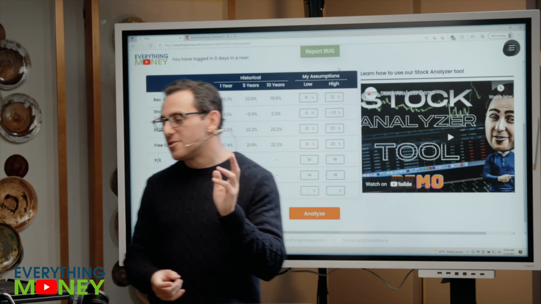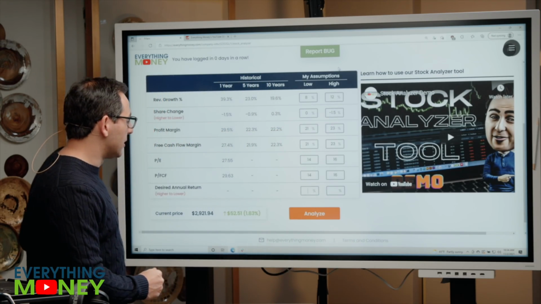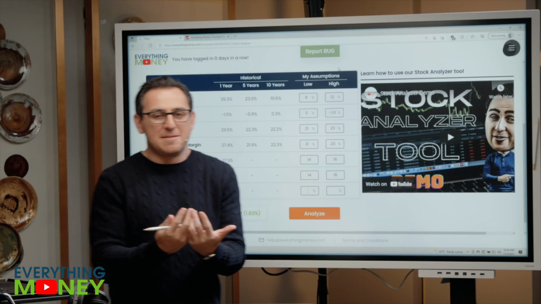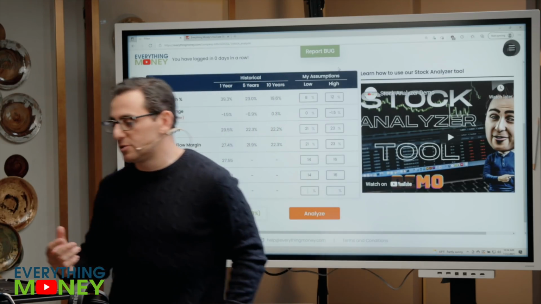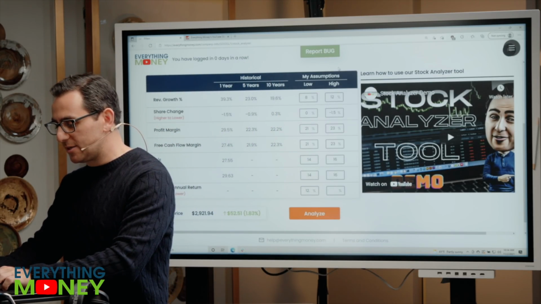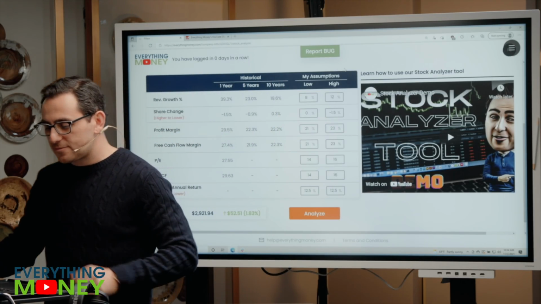Let's find out. So, desired annual return. Guys, you can get 10% by buying an ETF and holding it for 30 years. So to buy an individual stock, you want a better return. I always put in 12.5%. Still around. We hit the analyze.